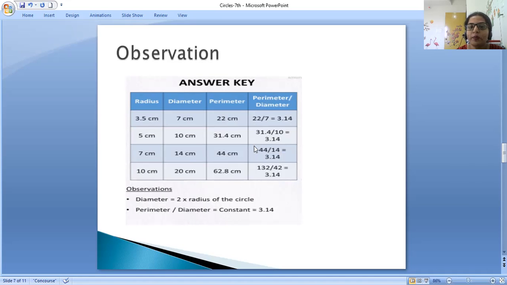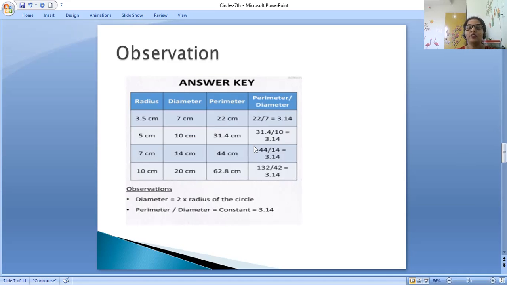Similarly, now we know how to find out the perimeter. You know how to use a thread to find out the perimeter. I used that thread and found that the value of perimeter is 31.4 in case of the second bangle. Now I found out the value of perimeter by diameter. And my observation, and all of your observations are also the same, is that perimeter by diameter always gives the same value, which is 3.14, and we call it pi.